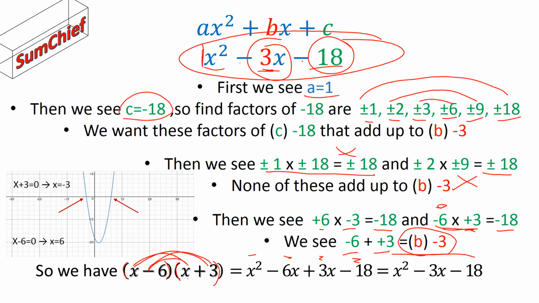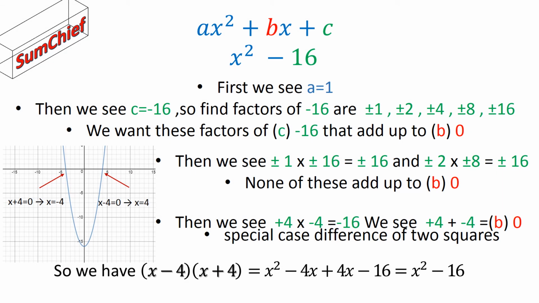So let's just solve it for x. So x plus 3 equals 0, which means x equals minus 3. So that's going to be this one. And x minus 6 equals 0 gives us x equals 6. So that's that one. So there we go, we found out what's happened with this quadratic. So that's that solution there.